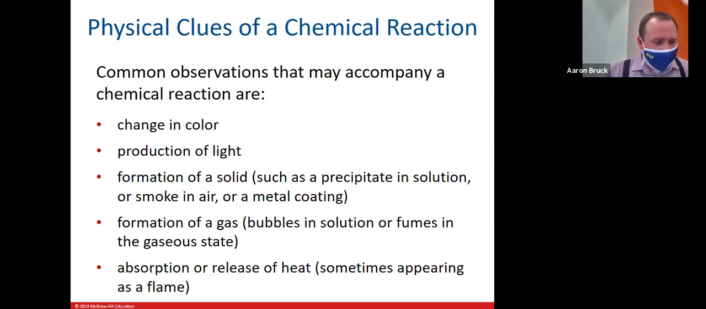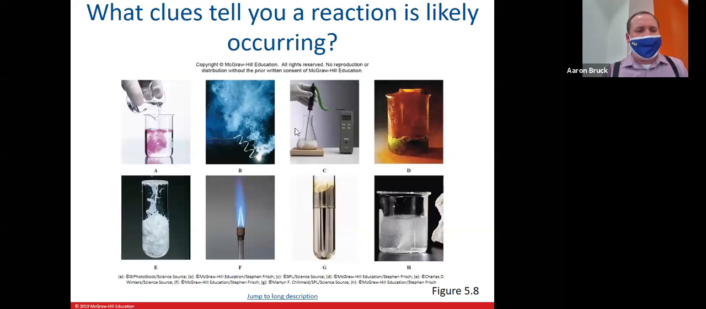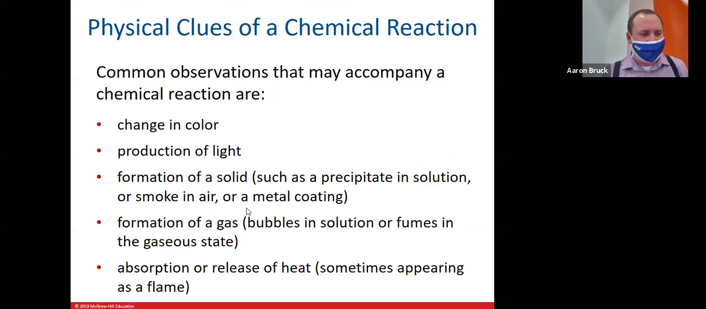And then finally, changes in temperature. Absorption of heat, release of heat. Sometimes that release of heat comes in the form of a flame. Sometimes it just happens to feel really hot. We saw in window C here, this particular substance was dropping in temperature as it reacted. So temperature changes can be positive or negative, but either way, they tend to indicate that a chemical reaction has occurred.